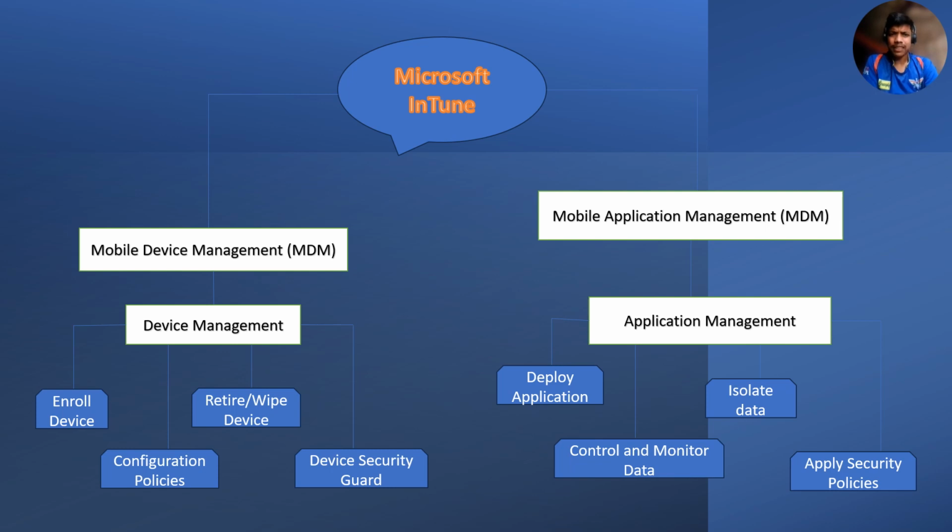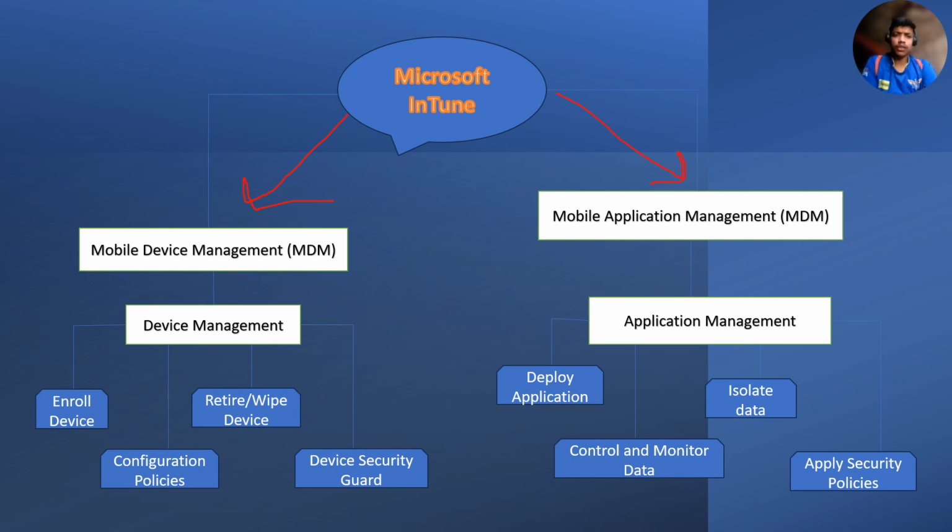So this is the basic architecture of Microsoft Intune, and let's understand Microsoft Intune through this architecture. Basically, Microsoft Intune has two parts. First is Microsoft MDM, and the second is MAM. Under MDM, we manage the devices, and under MAM, we manage the applications.